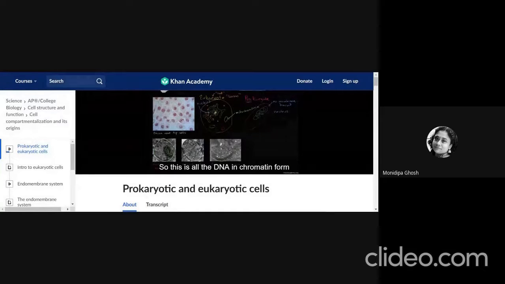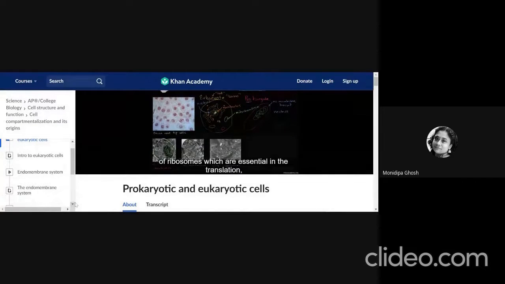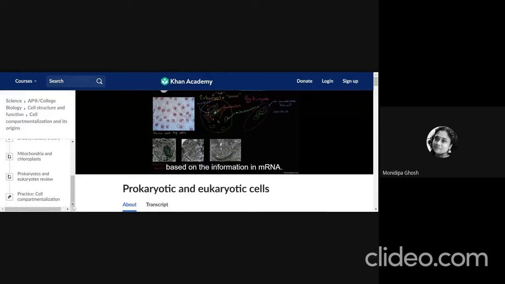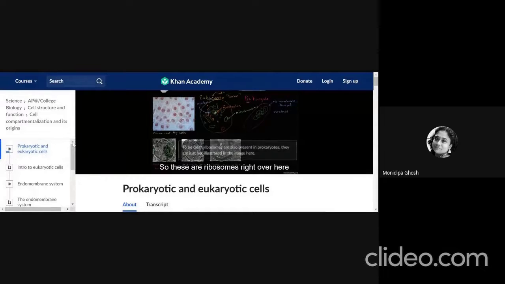So this is all the DNA in chromatin form, but this part that looks extra dense or dark in this micrograph, we call that the nucleolus. And we now know that this is where ribosomal RNA is being produced. Ribosomal RNA forms part of the structure of ribosomes, which are essential in the translation, or you could say the construction, of proteins based on the information in mRNA. We can go into a lot more depth on that in other videos. So these are ribosomes right over here, and they're made up of ribosomal RNA and also proteins. This nucleolus is where that's happening, that denser part of the nucleus.